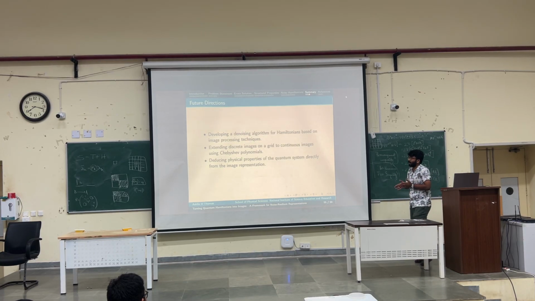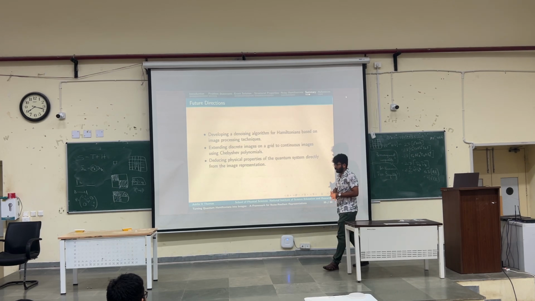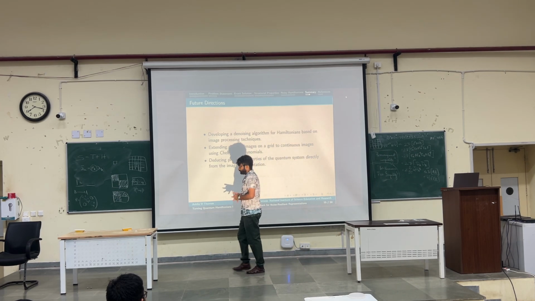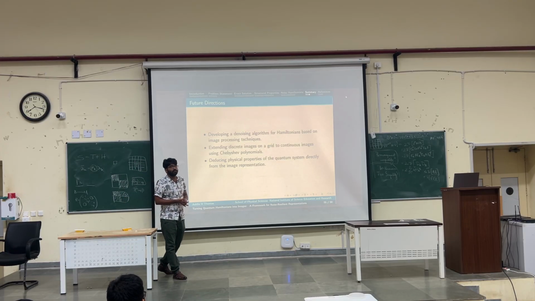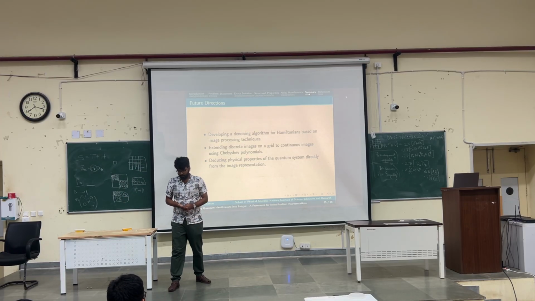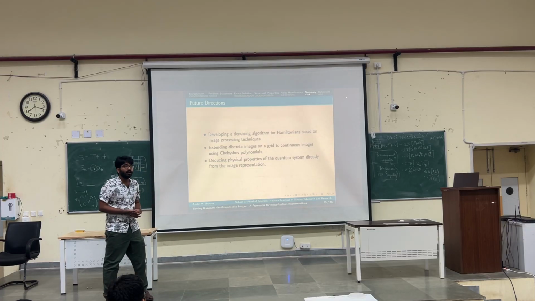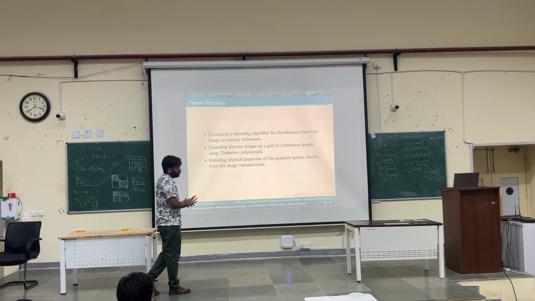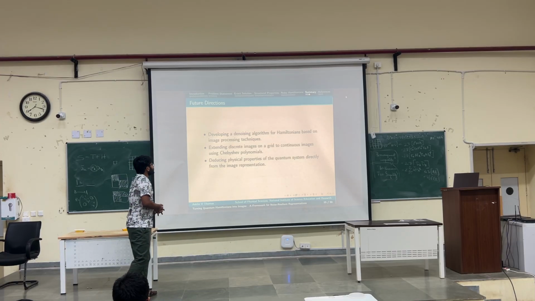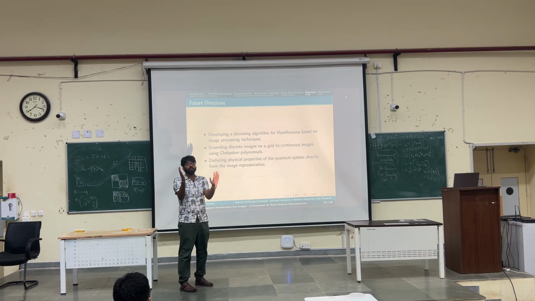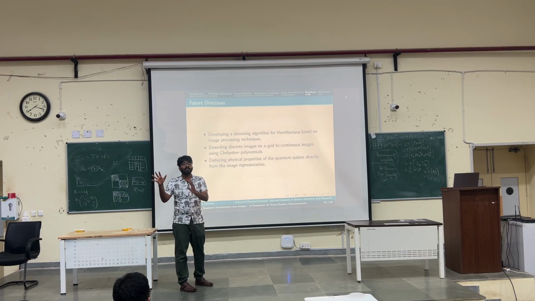Future directions: this work has not been completed, we are working on it even now. We will try to develop a denoising algorithm for Hamiltonians and maybe density matrices as well, based on these image processing techniques, particularly blurring. We are also interested in extending this. The image of an n-cross-n Hamiltonian lies on an n-cross-n grid with n squared pixels.